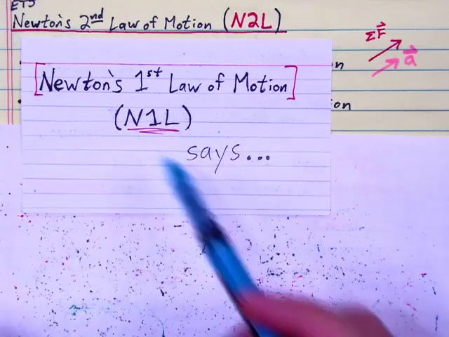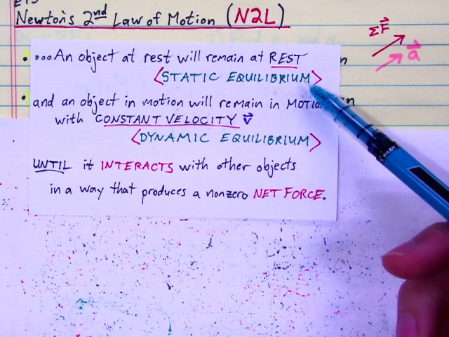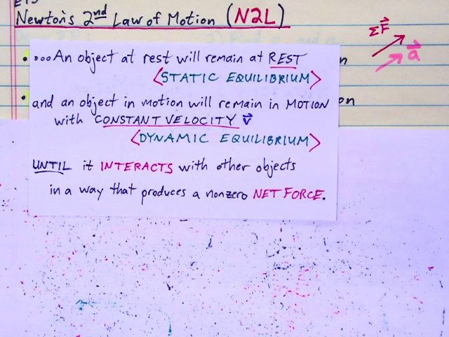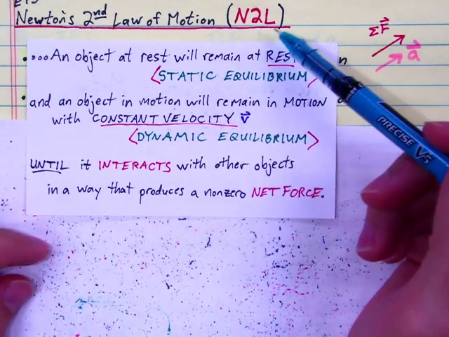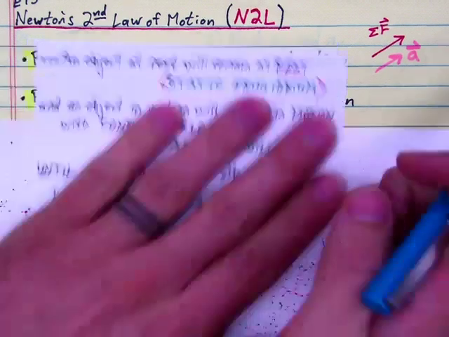Newton's first law of motion, N1L, also known as the law of equilibrium, told us what happens if the net force on an object is zero. We had static equilibrium and dynamic equilibrium. The object does not accelerate. Newton's second law tells us what happens if the net force is not zero, in other words, if an object does accelerate. Newton's second law tells us how to calculate the acceleration of an object.